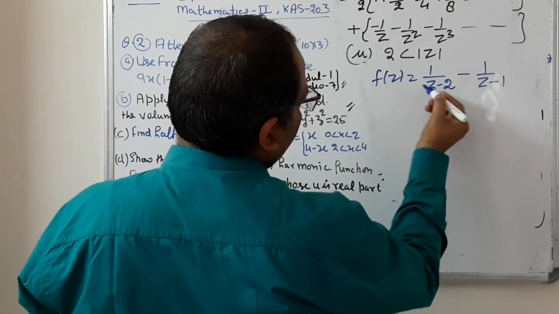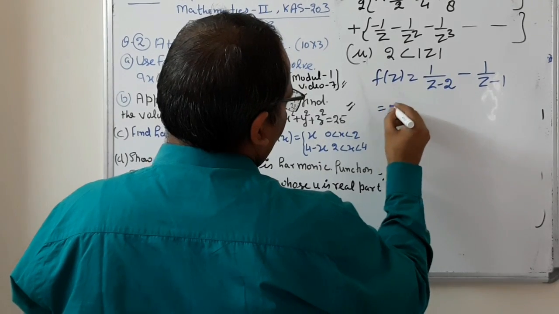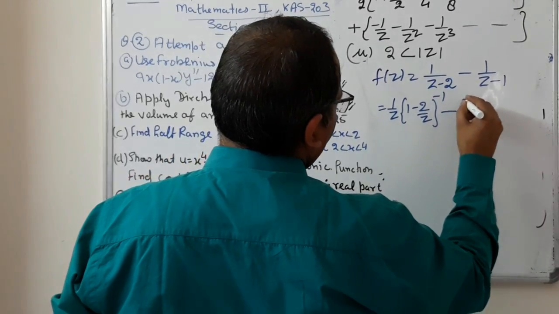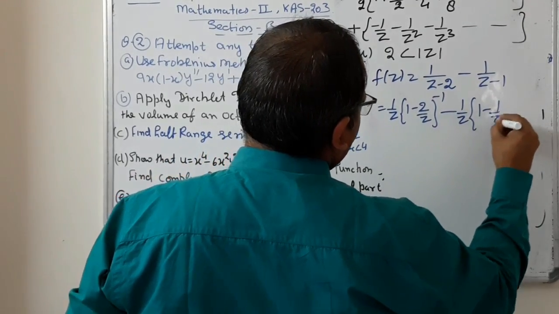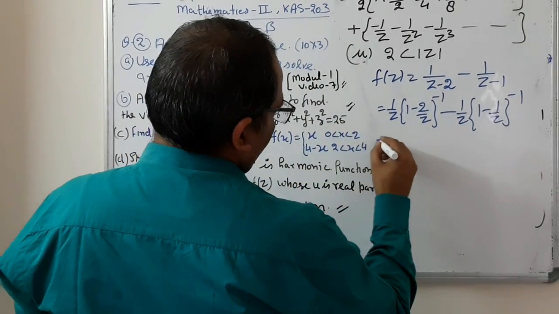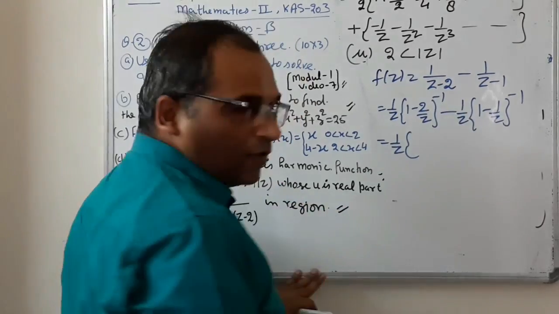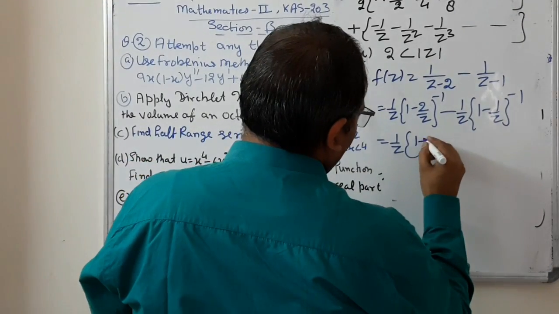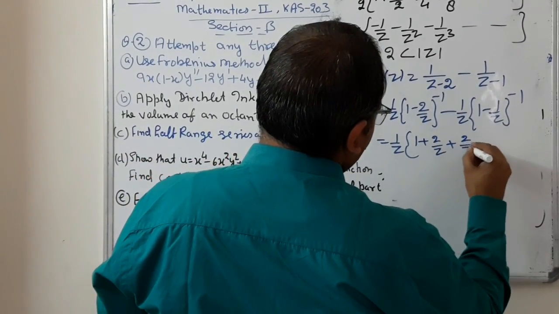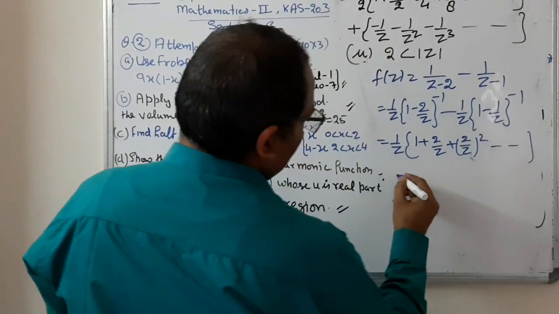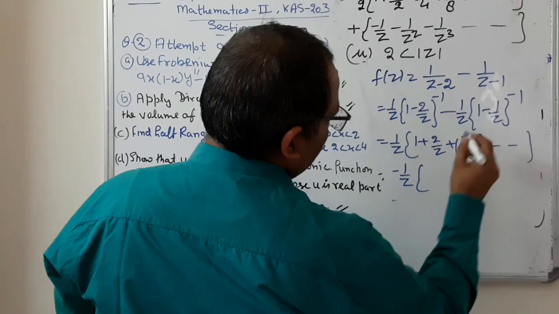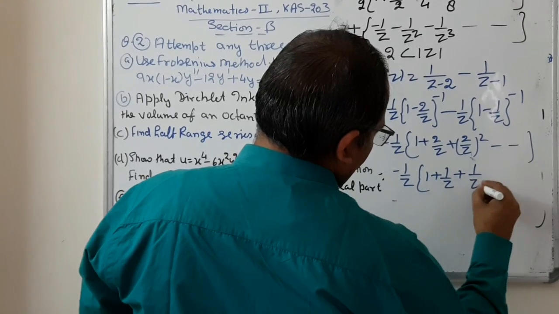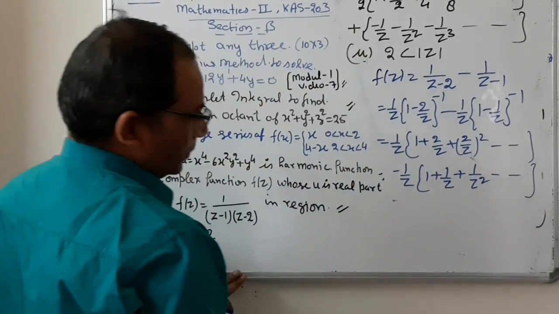So in both cases we take z common because the greater is z. We take 1 upon z, (1 minus 2 upon z) whole power minus 1, minus 1 upon z, (1 minus 1 upon z) whole power minus 1. Again apply the formula (1 minus a) to the power minus 1, 1 plus a plus a square plus a cube. So 1 plus 2 upon z plus 2 upon z square and so on. And from here minus 1 upon z times 1 plus 1 upon z plus 1 upon z square and so on.